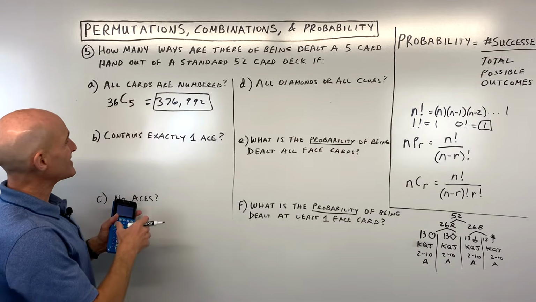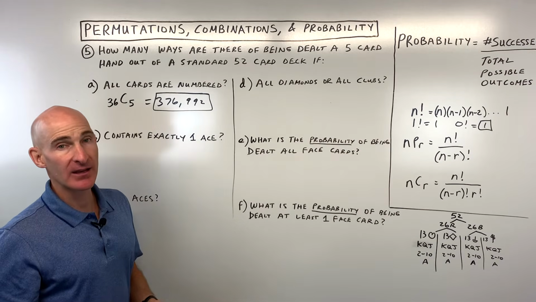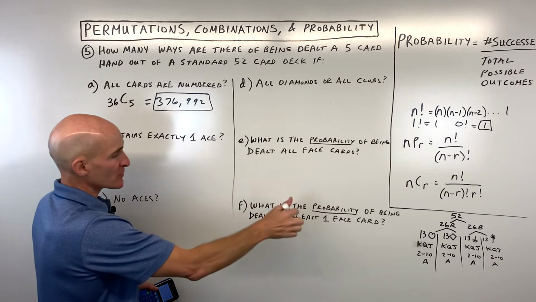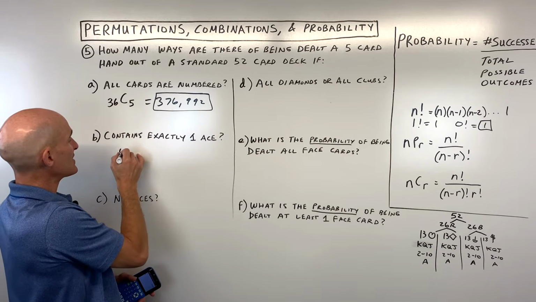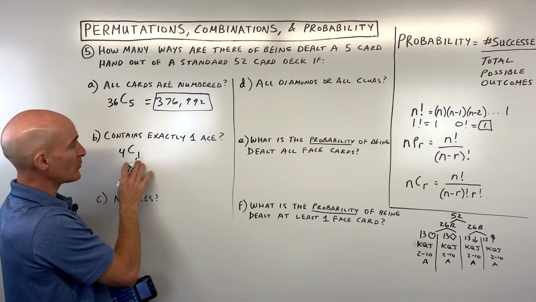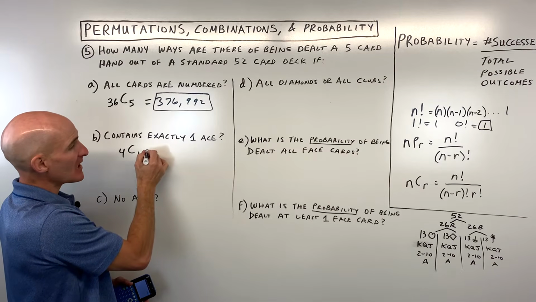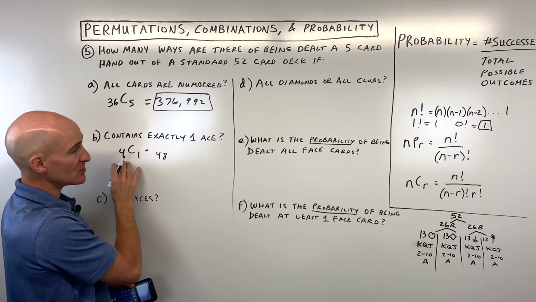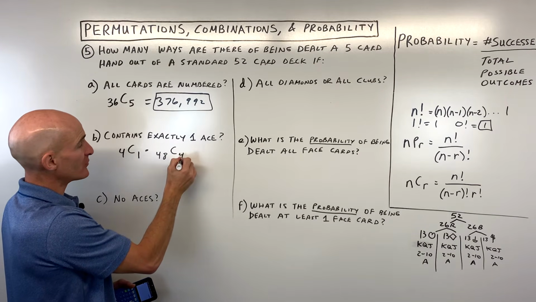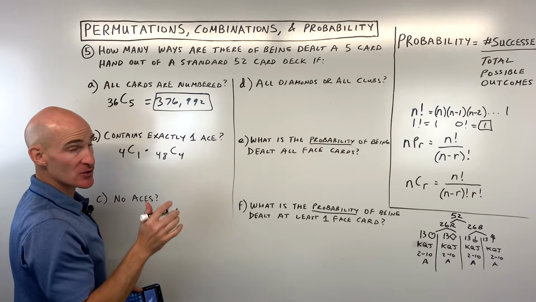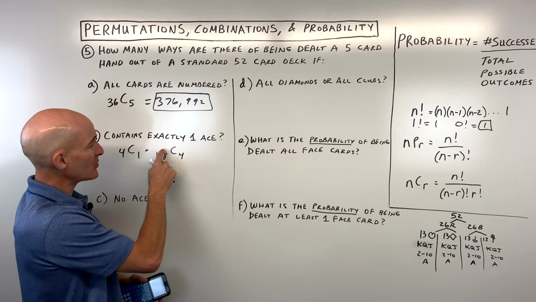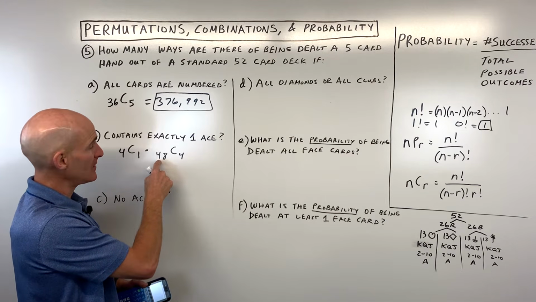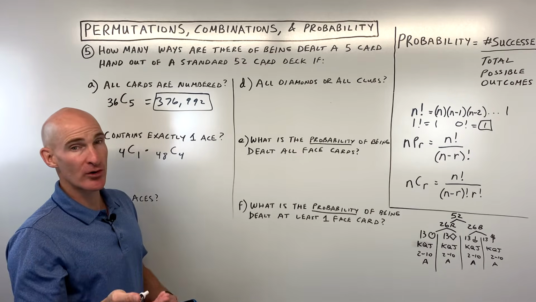For letter B, it contains exactly 1 ace. So a 5-card hand, and it contains exactly 1 ace. Well, there's 4 aces. So out of the 4 aces, how many ways are there of being dealt 1 of those 4, times, out of the 48 remaining cards that are not aces, 48 and 4 adds up to 52, how many ways are there of being dealt 4 of those cards out of the 48? Just remember, the first number is how many you're dealing with in that group, 48 non-aces, and the second number is how many we want out of that 48. And we're using combinations because the order doesn't matter.